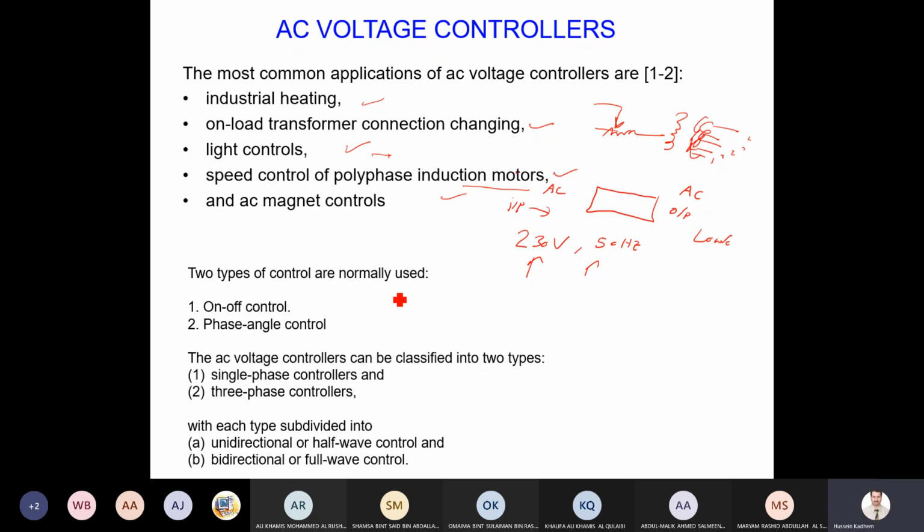Now this circuit can be classified into two types. One of them is on-off control, and the second one is phase angle control. We will discuss both. And also based on phase, we can control them in single phase and three phase. And also based on the control type, we will classify them into half wave and full wave. It's clear. Remember rectifier, half wave, full wave: half wave when we have one switch, full wave when we have two switches for the two parts of the waveform.